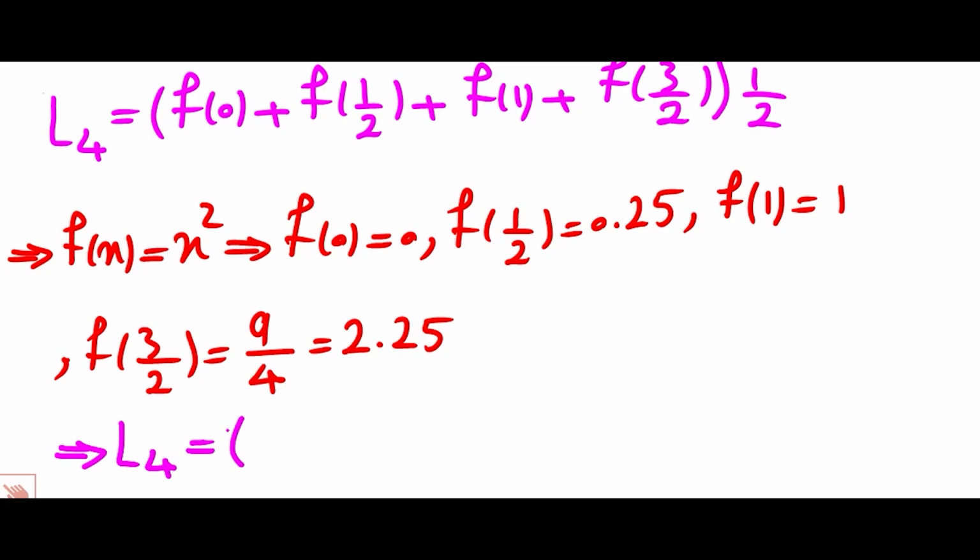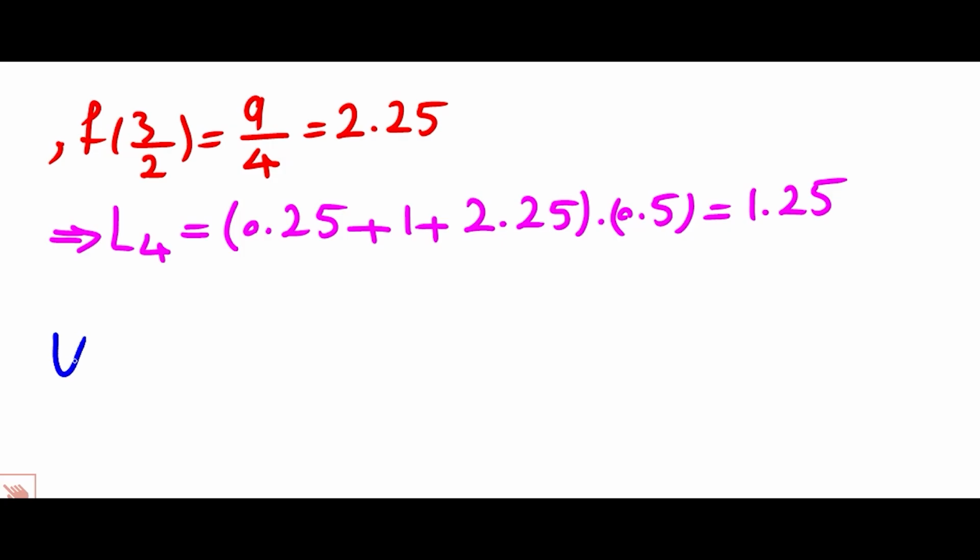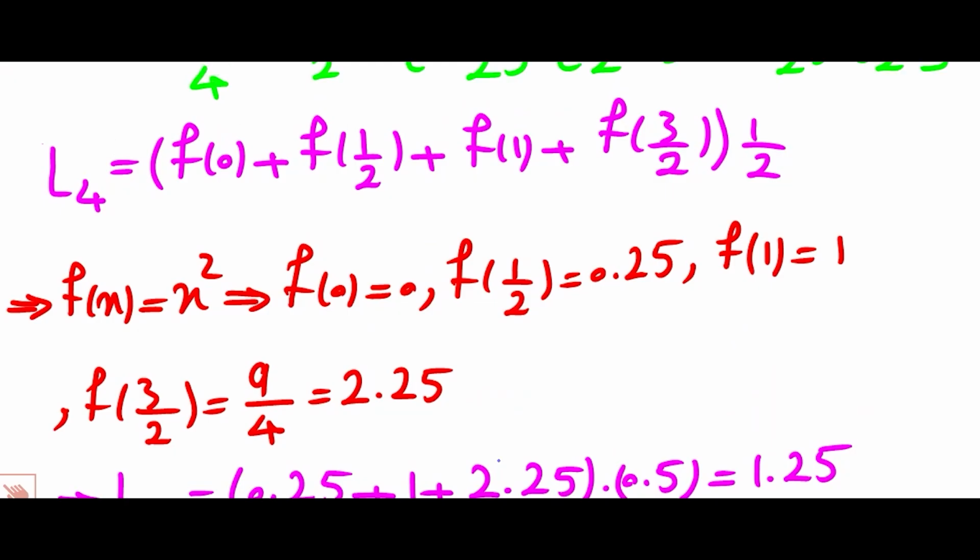So L4 equals f of 0 equals 0 plus f of 1 half equals 0.25 plus f of 1 plus 2.25 times 1/2, which is 0.5. So we have 1.75, right?